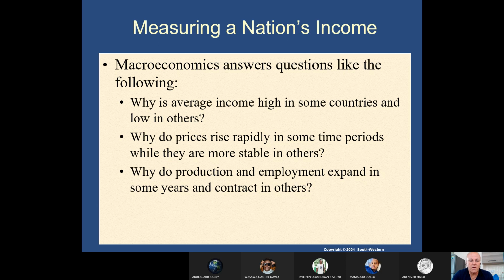But if it is not fairly distributed to the nations, to the people, this is, of course, affecting people's welfare and, of course, wealthiness. Why do prices rapidly rise in some periods, whilst they are more stable in others? In some countries, as you know, the inflation is very high.